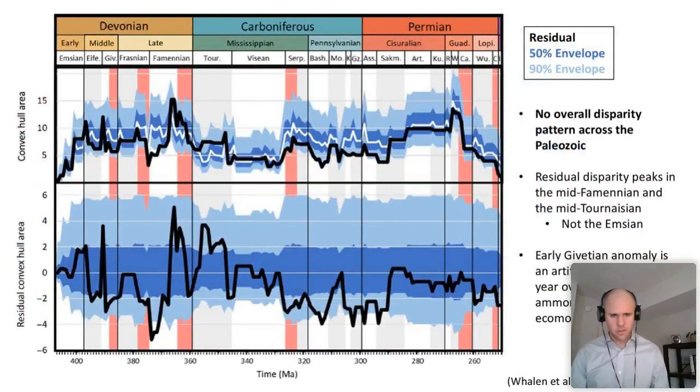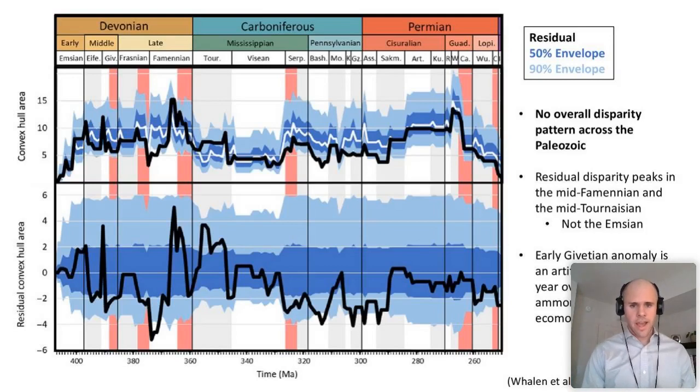So here's the results of that. Above you can see the actual result, and below you can see the residual taken from comparing the measured disparity through time, the black line above, to the null median expectation, the white line above. In dark blue, we have the 50% envelope. This is from looking at the first and third quartiles. And then in light blue, the 90% envelope, looking at the first and 19th ventiles.